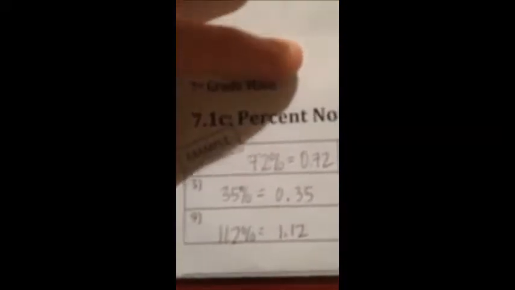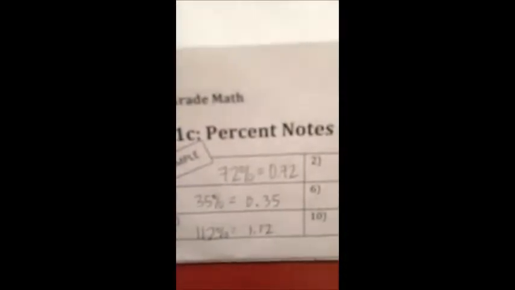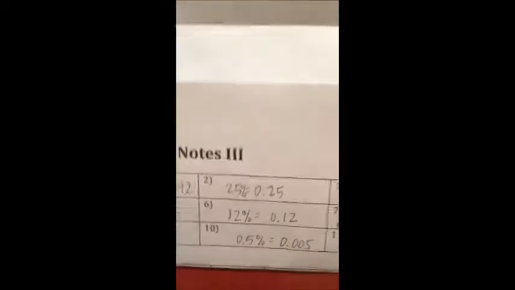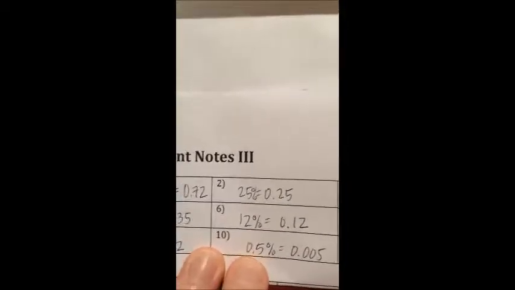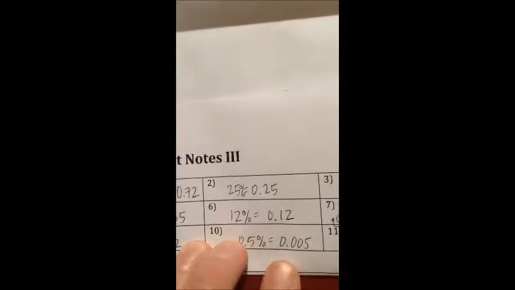Okay, number 9. 112%. Same thing. Move it 1, 2 to the left. That gets me 1.12. Okay, next up. 0.5%. This one already has a decimal place, so I need to move it 2 to the left so that as a decimal it would be 0.005. Next one. Move it 2 to the left, so my decimal place, 2.45.